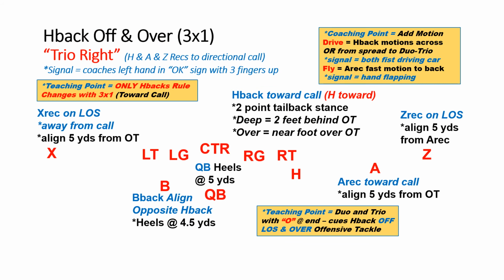If we go to 3x1, this is what's great about this: only one person moves with the rule, and that's the H. So we go trio right, the H is going to go towards the call now. Again, since it's trio with the O on the end, he's off and over the tackle. The A and the Z are still using their 5-yard rule towards the call. The X would go away, 5-yard rule, and now the back would be on the opposite side of the H in the trio set. So we have nice balance here. Easy, one person adjusts.